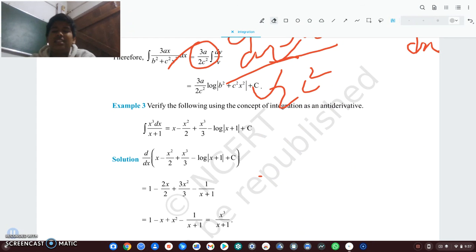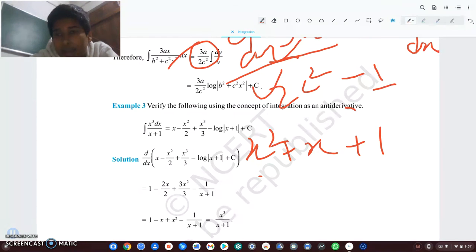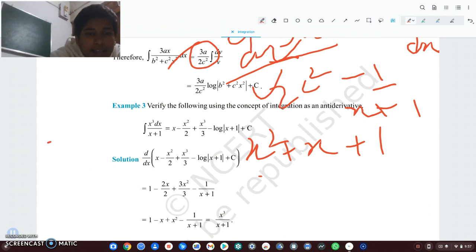Easily thinking, a cube plus b cube is a plus b, that is x plus 1 only, into x square minus x plus 1. Okay, so there would be a remainder left here, and we are also left with minus 1 upon x plus 1. We would solve this by log v, and that would be minus log x plus 1.